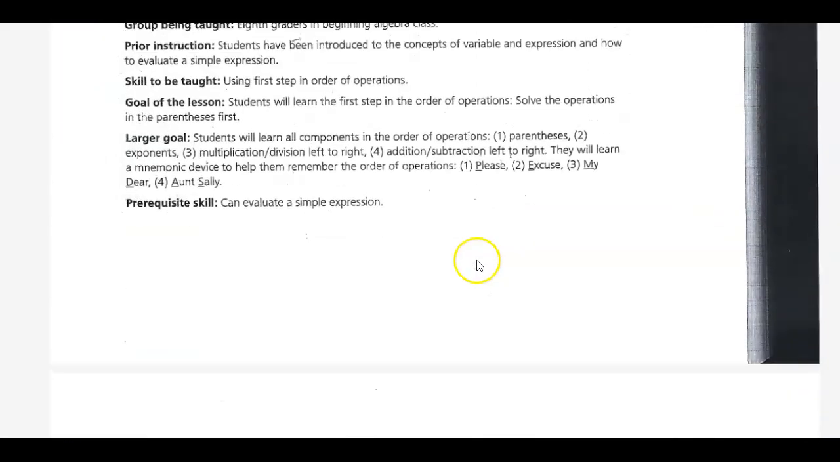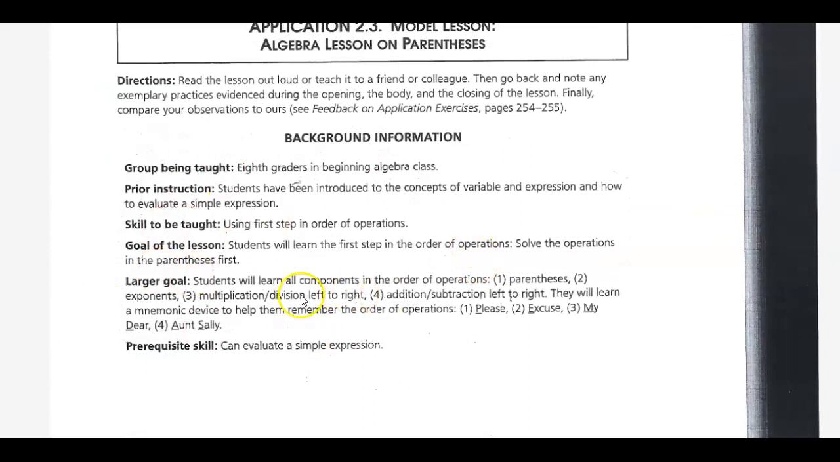This stuff right here on this page, this background information, it's just background information, okay? It doesn't really answer the question, or you don't really need any of this part to answer exemplary practices during the opening, the body, or the closing. All right, so again, the directions kind of stop right here. Just pretend there's a line drawn through this last little part.